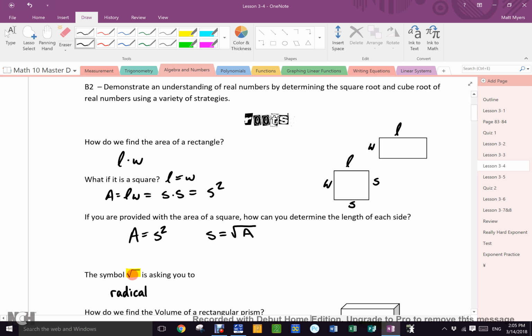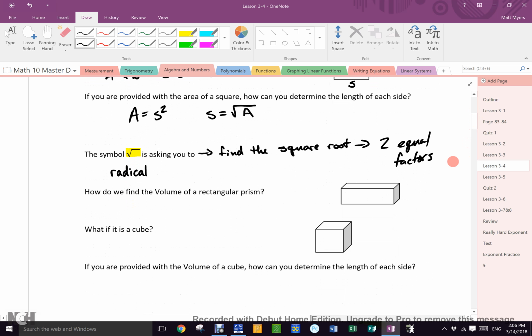Excellent. So, this symbol is asking me to find the square root. Now, the square root means it is two equal factors. 2 times 2, 3 times 3, 4 times 4. 3.5 times 3.5. 6.4 times 6.4. Everybody good? As long as they're equal, you have a square root. Yeah? Okay.